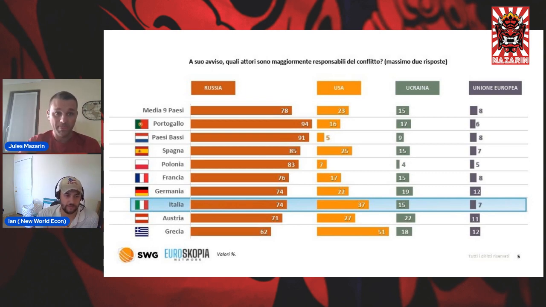This is very different. So this is the question: who do you see at fault for starting the war, versus completely different polling numbers on whether we should send weapons or not? Correct. Yeah, it's different polls.